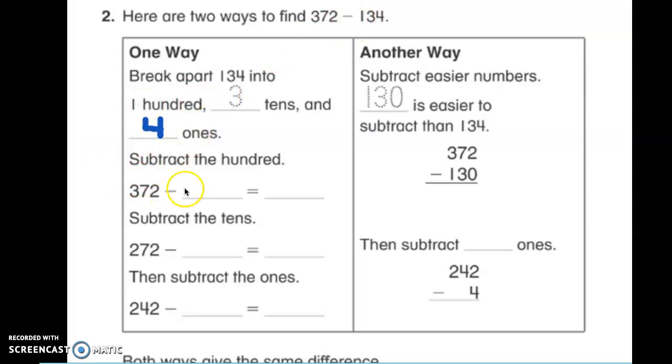So now that we've broken it apart, we're going to subtract the 100 because there's just 100 here. So 372 minus 100 is going to give us 272.